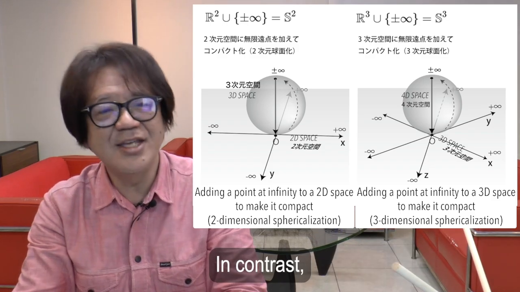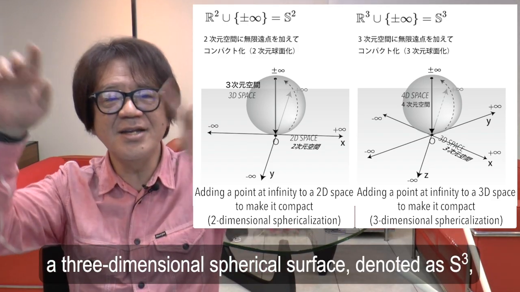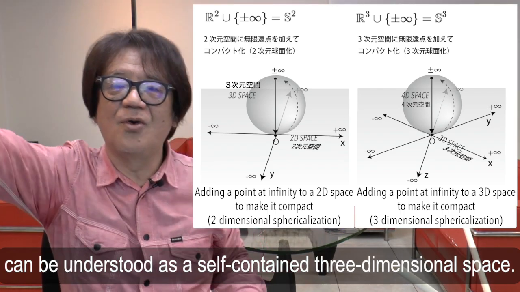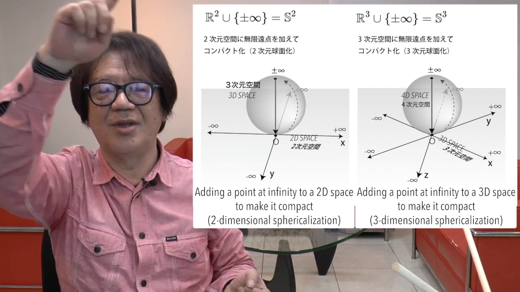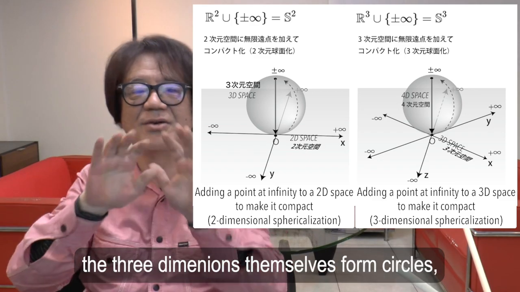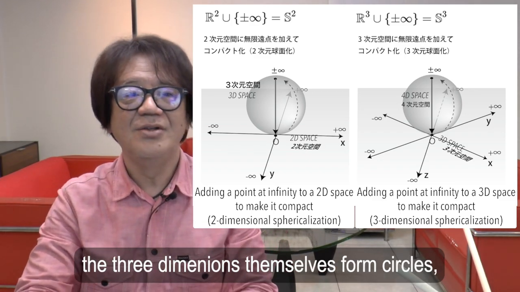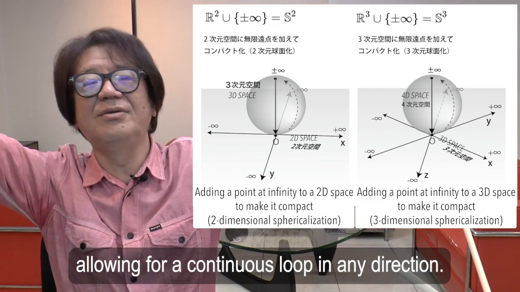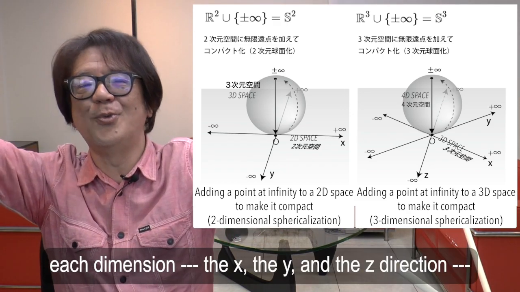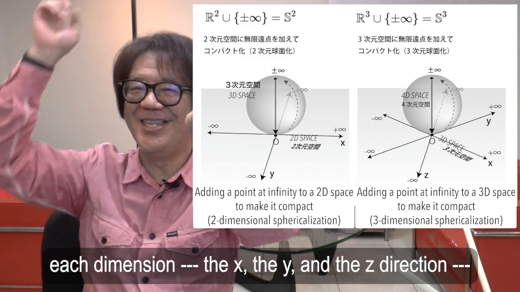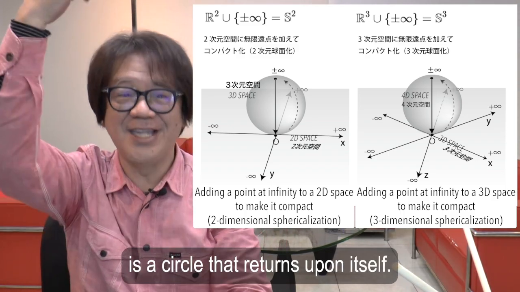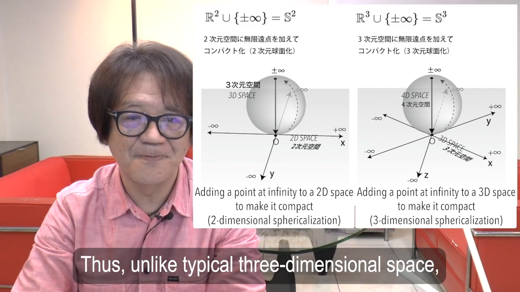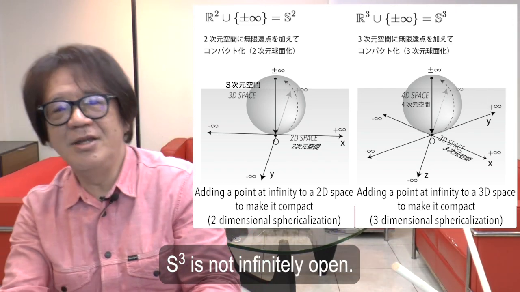In contrast, S3 is a three-dimensional spherical surface that can be understood as a self-contained three-dimensional space. Within this closed space, the three dimensions themselves form circles, allowing for a continuous loop in any direction. In this space, each dimension, the X, the Y, and the Z direction, is a circle that returns upon itself. Thus, unlike typical three-dimensional space, S3 is not infinitely open.